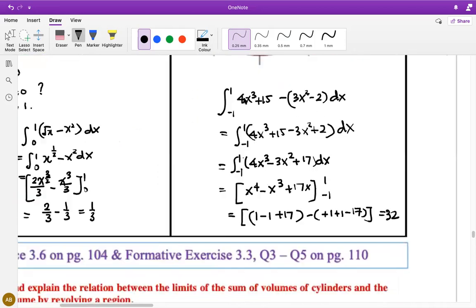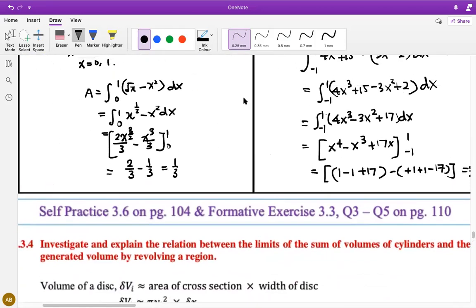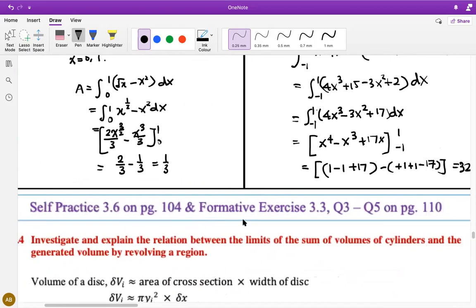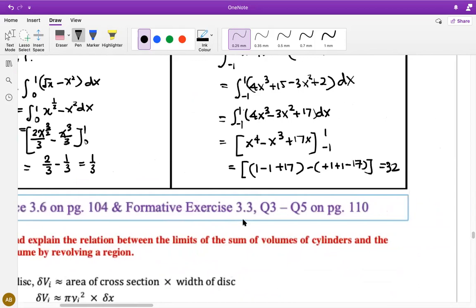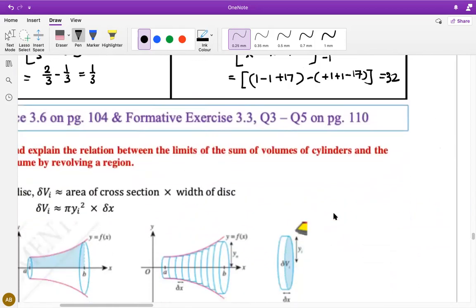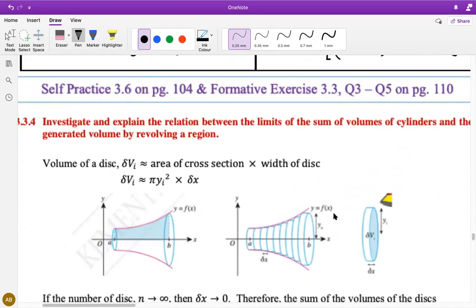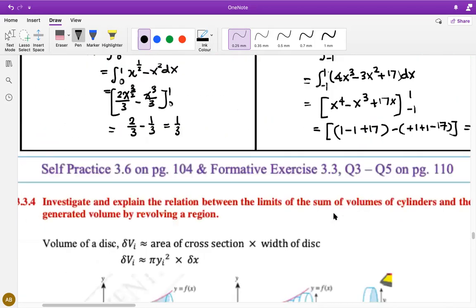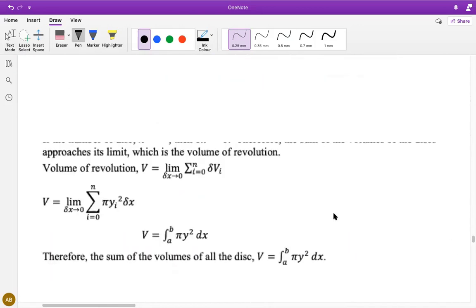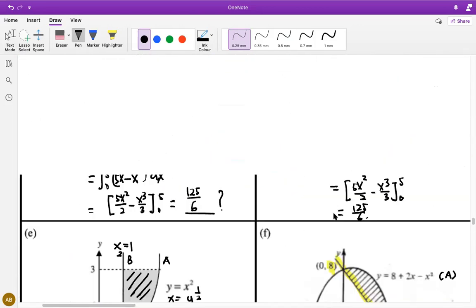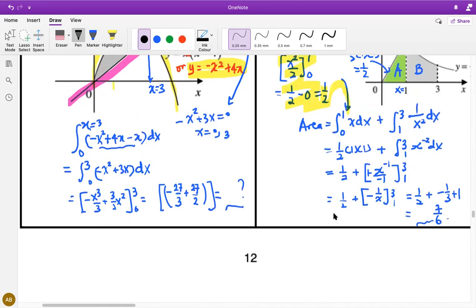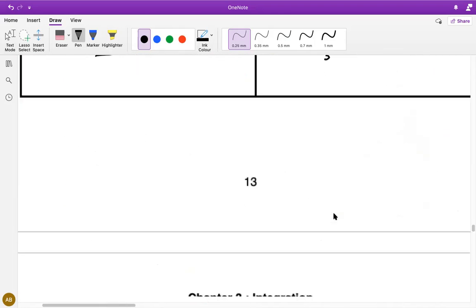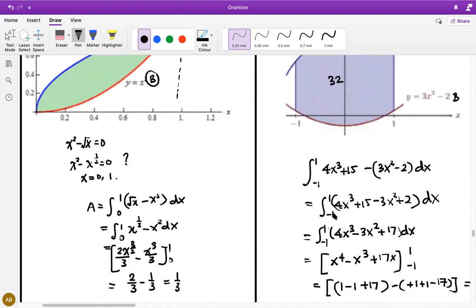Okay, so hopefully you can get the answer. So do the practice 3.6 on page 104, and also formative exercise question 3 to question 5 on page 110. So on Thursday, we'll do volume, generated volume, right? And also problem solving. Okay, so that's all for today. After you watch the video, later on you have to try 1 or 2 questions, right?